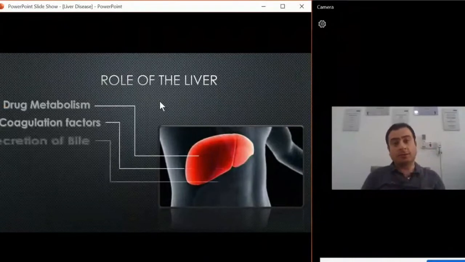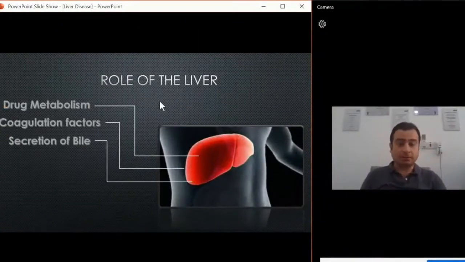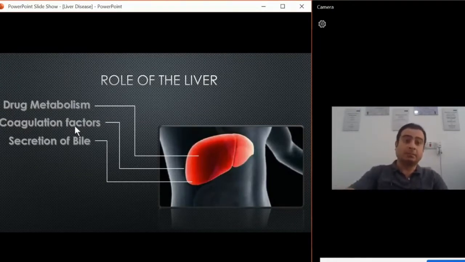begins with the liver, as a part of our body responsible for several roles. The most important roles are drug metabolism, so drugs we take are metabolized by the liver. Coagulation factors: the liver is responsible for the synthesis of coagulation factors, which are really important for prevention of bleeding and help blood clot formation. Secretion of bile is also the responsibility of the liver. So if any abnormality occurs within the liver, those roles can't occur as they should.